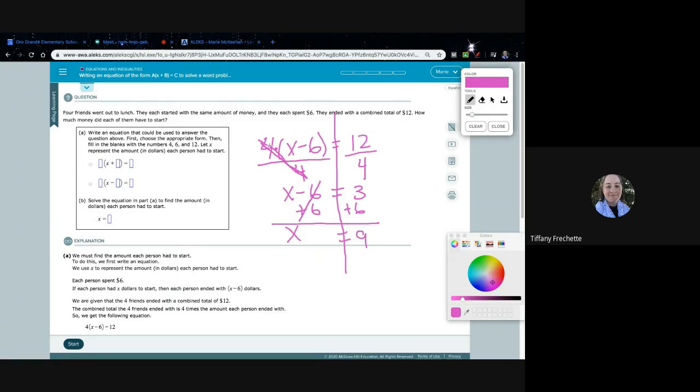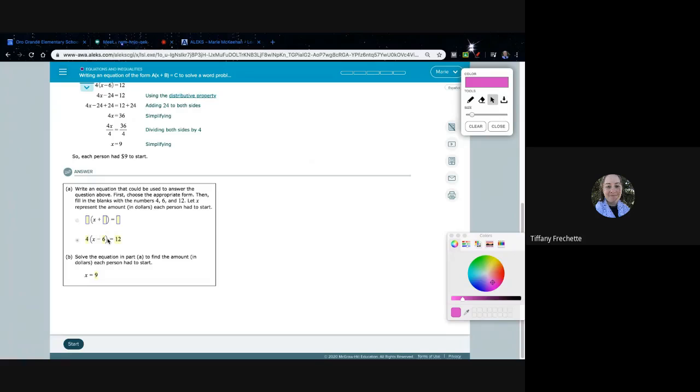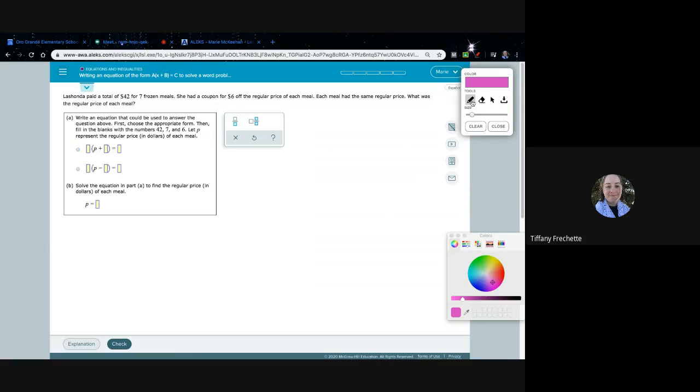I wanted to show you this because I know a lot of students don't see it this way. But if you have a distribution problem like this, you could divide by whatever that number is on both sides first, and then just solve it without having to distribute. So it's just one of those options that we do have. All right, if we scroll down, we see that they put in exactly what we had. So let's go ahead and start this.